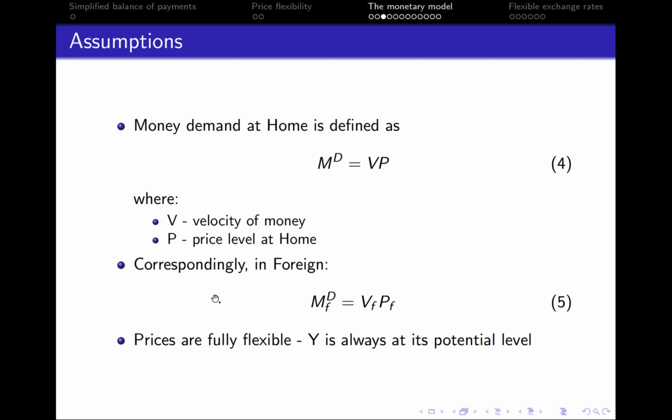Now, correspondingly, we have a very similar money demand function in foreign, well, actually identical, but of course with subscript f. Now, usually the Cambridge money demand function also includes y, but in our model, as prices are fully flexible, y is always at its natural or potential level, so it wouldn't make a difference, so we're just going to ignore it.